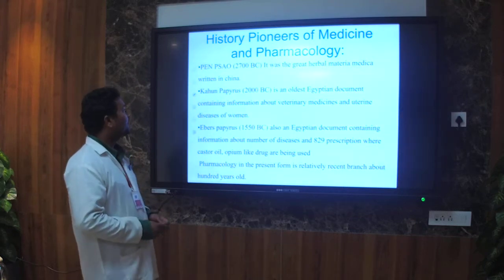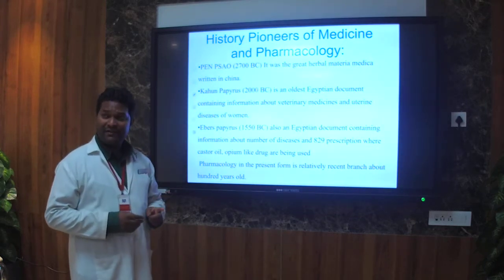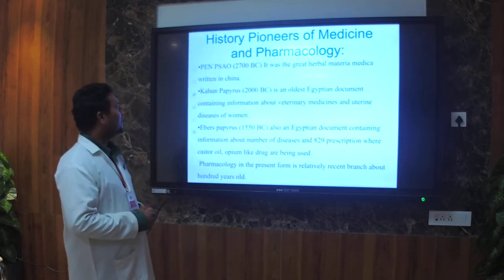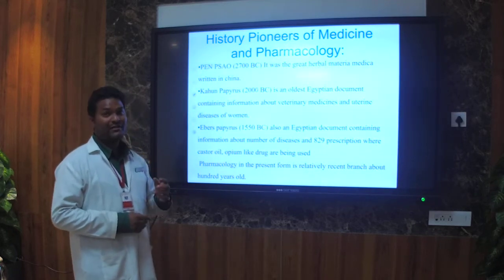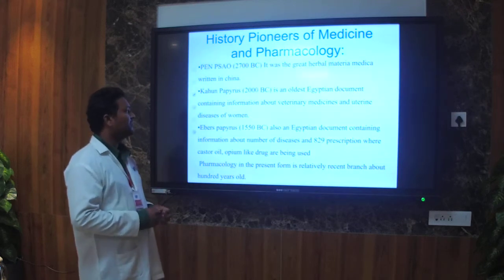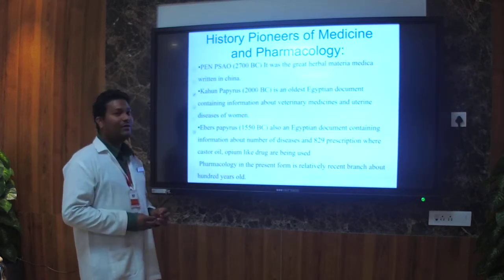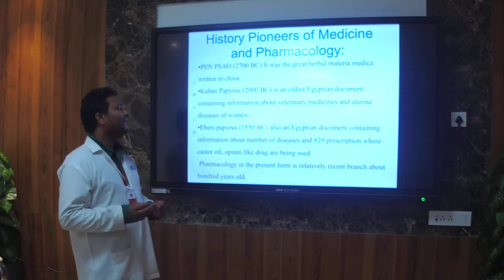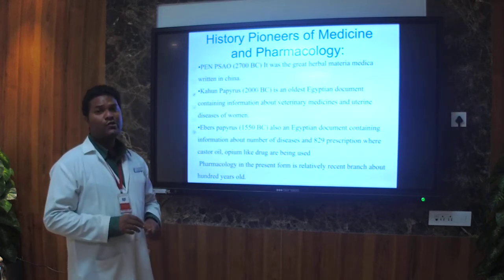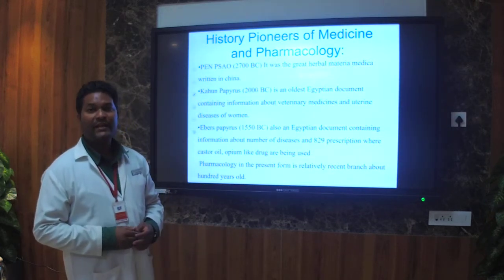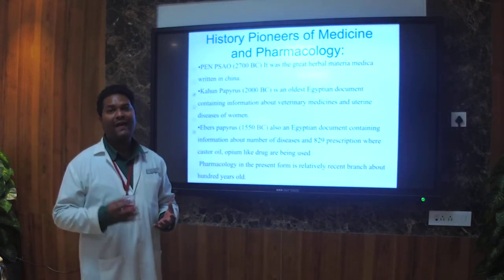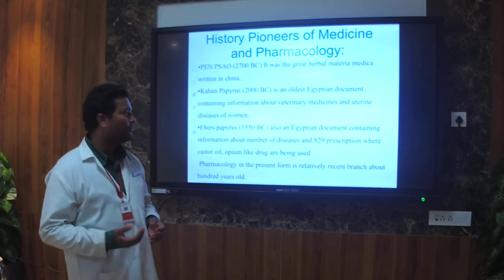Then, if you go back to Pen Tsao in 2700 BC, they used the great herbal material medica to treat patients, which was written in the ancient text of China. Then we have the Kahun Papyrus, 2000 BC, the oldest Egyptian document, which gave information about veterinary medicines and uterine diseases of women. So it is believed that ancient civilizations already knew about diseases and how to treat them with the help of available resources.